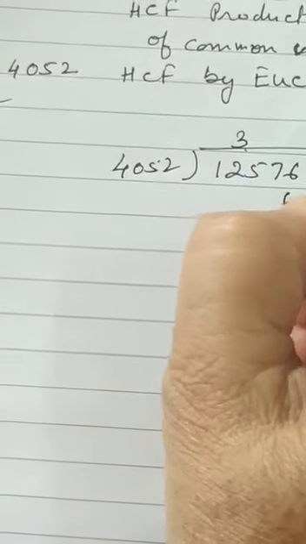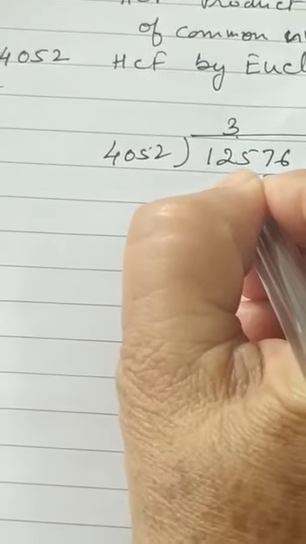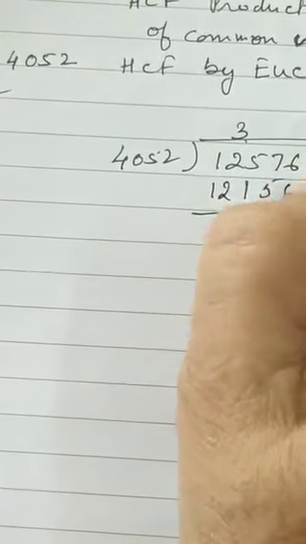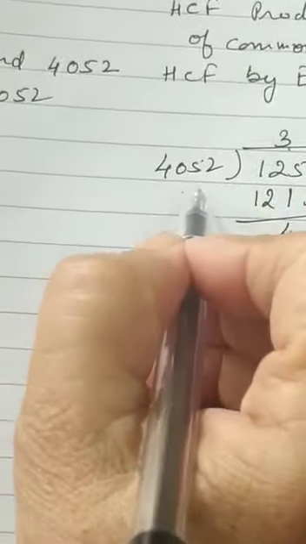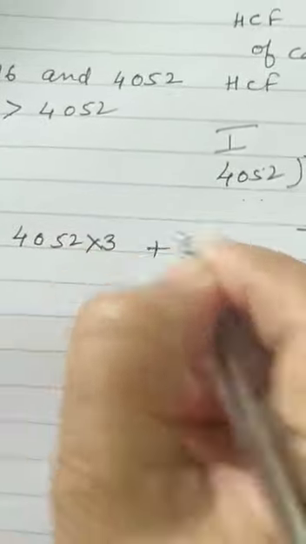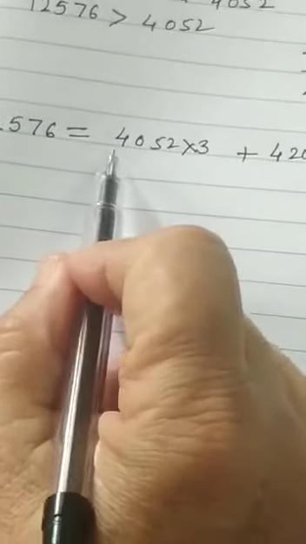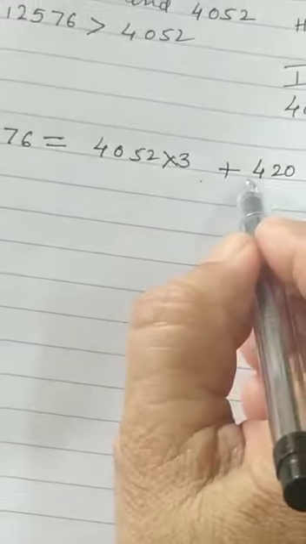4,052. So क्या होगा? Multiply by 3, 6, 5, 1 and 12. Subtract करेंगे. So this is the first step. ये क्या हो गया हमारा? It means 12,576 is equal to 4,052 into 3 plus remainder. This is the remainder. So इसमें क्या है कि ये हमारा remainder आ गया. So is it 0? This is not 0.